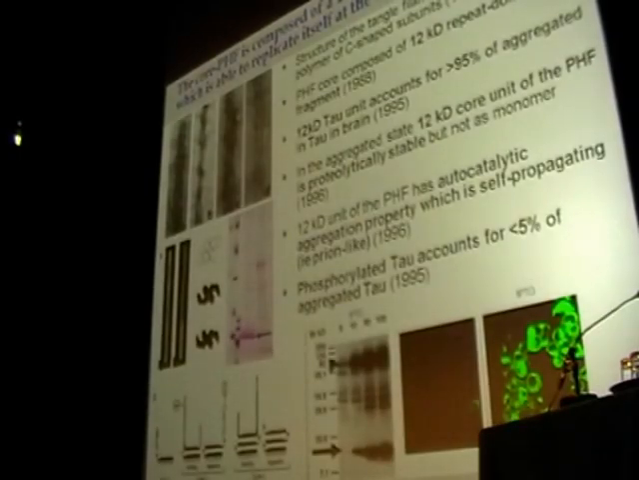So how does tau aggregate? Well, just a very long story. But in essence, the paired helical filament is made up of a very short fragment of tau, which is precisely this self-replicating fragment.